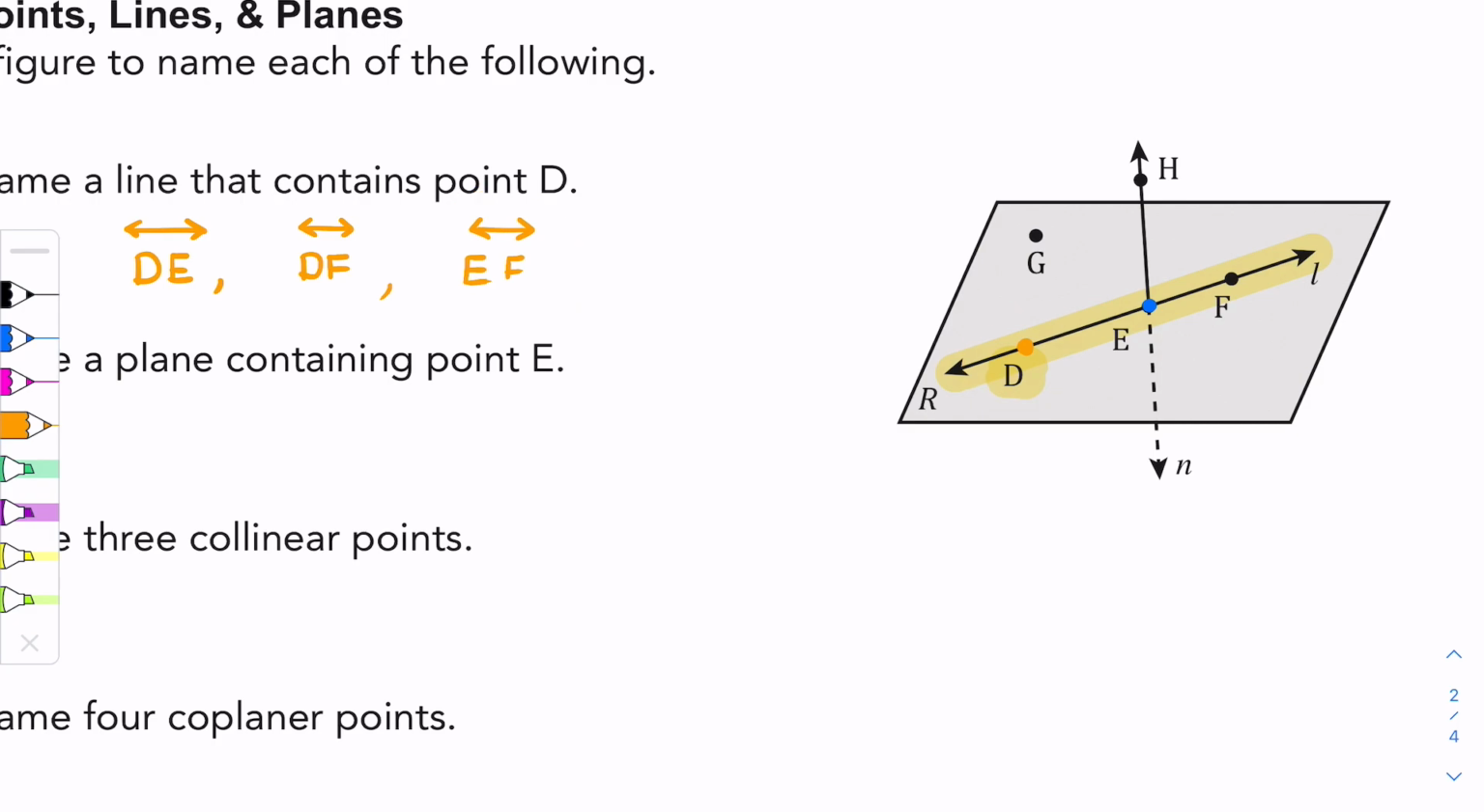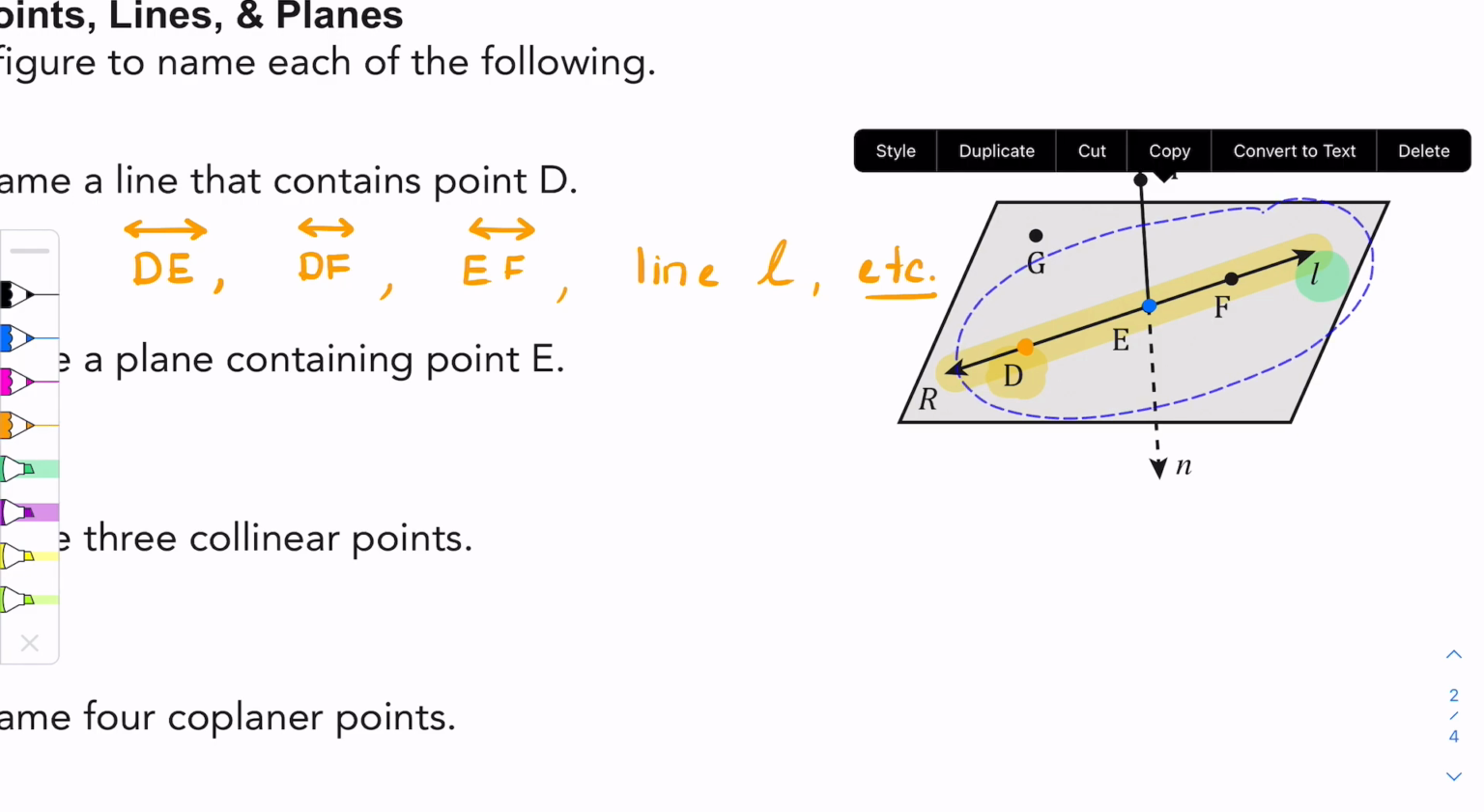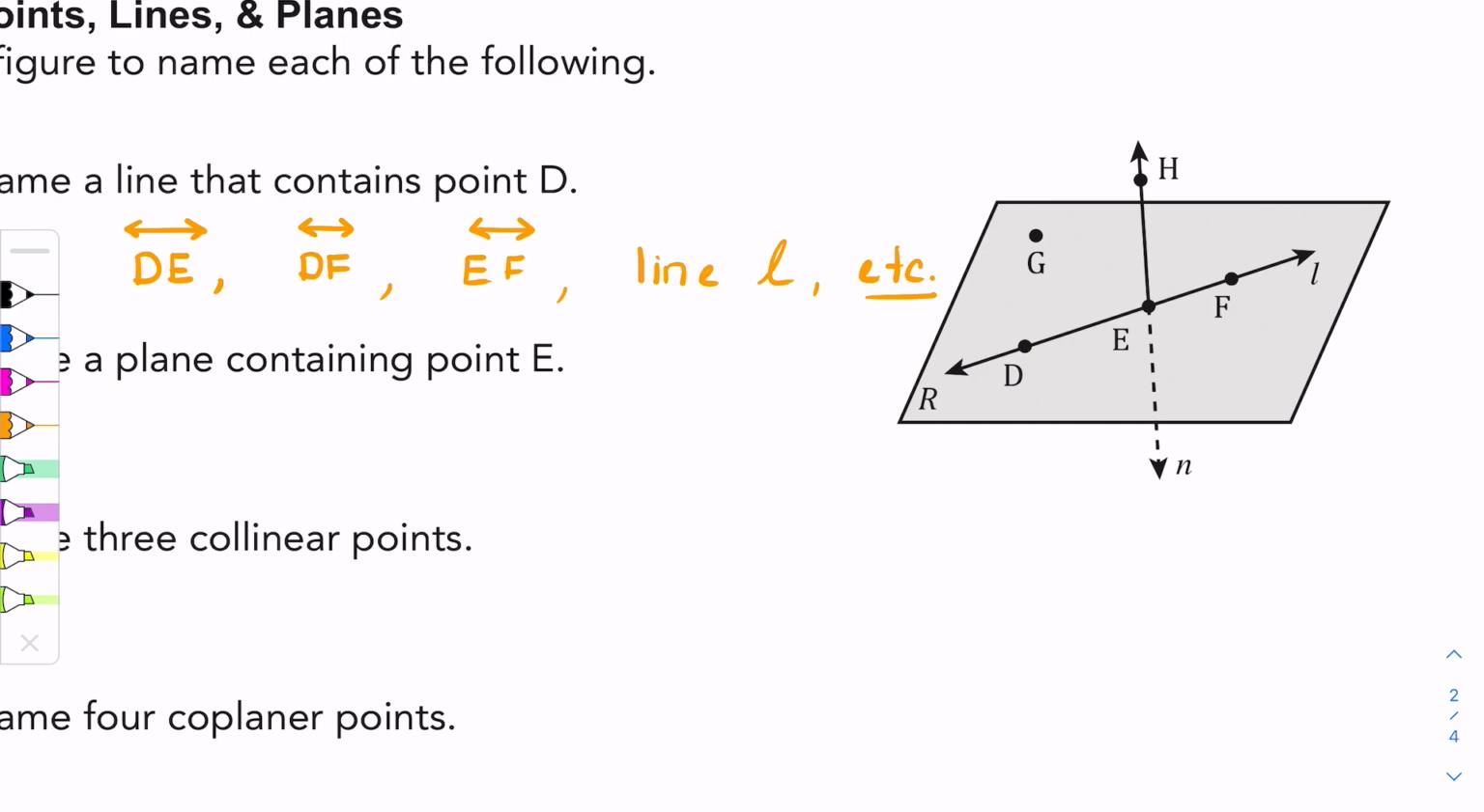Check out this little script letter. That's a letter L. So we could also say this is line and then a script L, line L. This is just 4 different ways, but this list would continue if you want to. You could continue labeling multiple different lines that include point D.